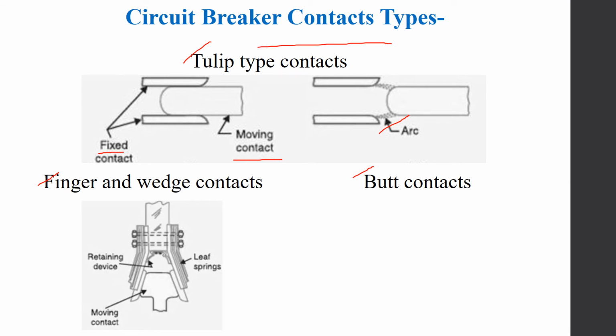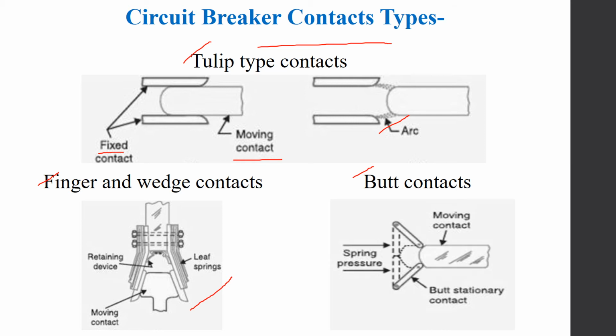Finger and wedge contact. The figure here represents the finger and wedge contact. Such type of contacts are generally used for low voltage oil circuit breakers. Butt contact. In this type of contact, a spring and the moving contact is used for the separation of the two contacts.